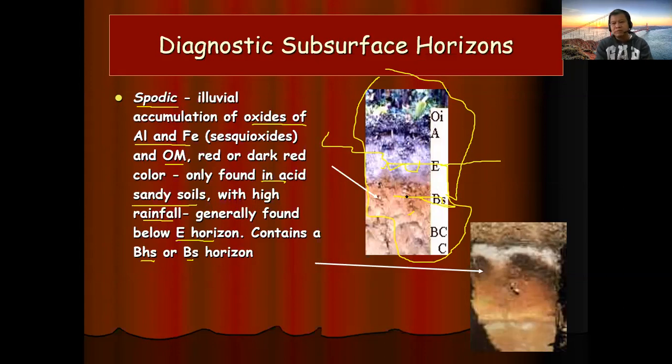The soils have been through a long period of weathering. Because if you can recall during our first topic, the major and final products of weathering are the oxides and hydrous oxides of aluminum and iron. So soils with spodic horizons categorically are less productive and less fertile because they're acidic and old soils.